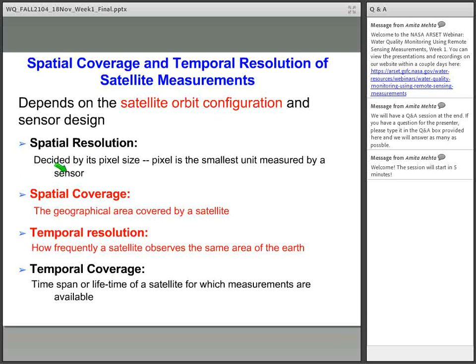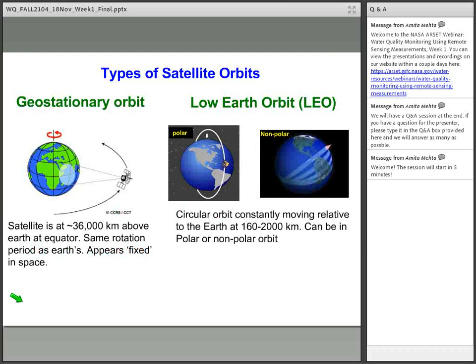We want to talk about spatial coverage and temporal resolution. Both of these depend on satellite orbital configuration. So there are types of orbits shown here. The leftmost is geostationary orbit. In this configuration, the satellite is flying about 36,000 kilometers above Earth. It is placed above the equator. It goes around with the Earth and focuses on the same area of Earth all the time. So this can provide frequent measurements, but at the same time, it is not covering the entire globe.